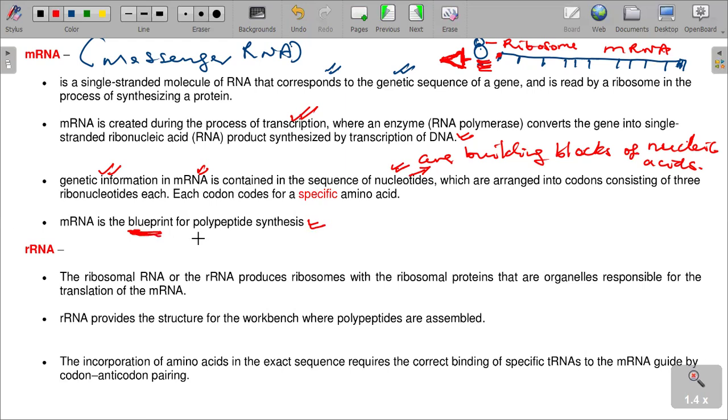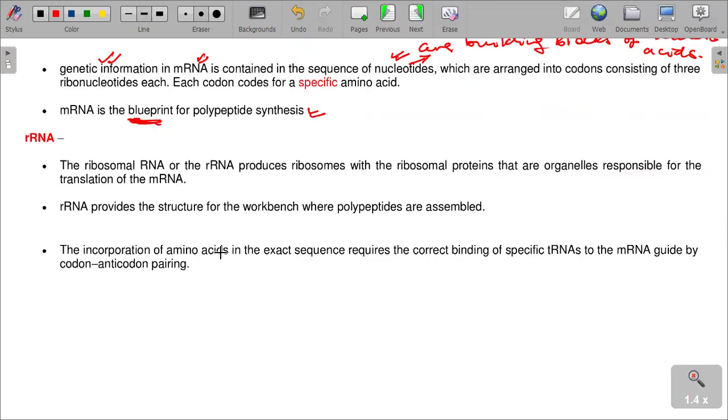So we are talking about polypeptide synthesis, where multiple chains of amino acids are produced as a result of how the mRNA is worked upon by the ribosome. Let's go to the next type of RNA, which is number three.